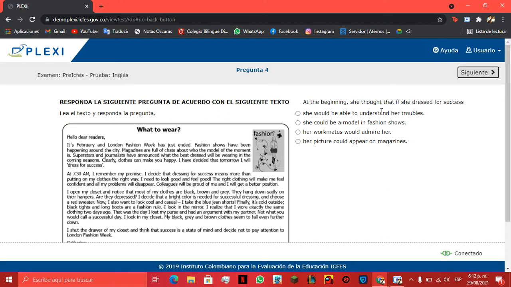Question number 4. At the beginning, she thought that if she dressed for success, so we need to take into account the first paragraph, that is the beginning. So she would be able to understand her troubles. That isn't the answer. She said that if she dressed for success, she will forget it. B. She could be a model in fashion shows.